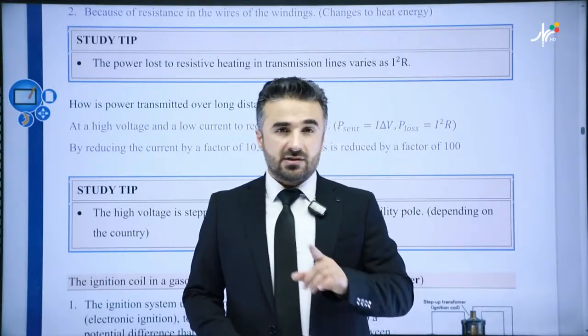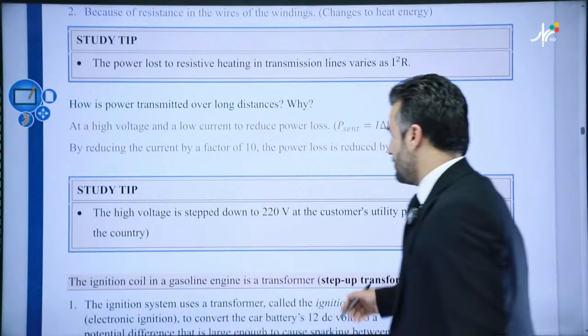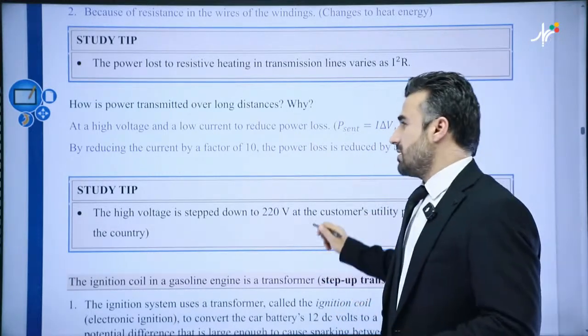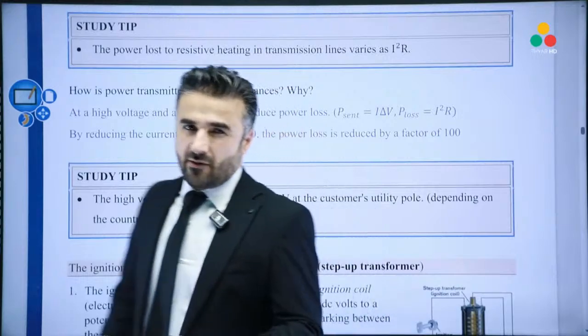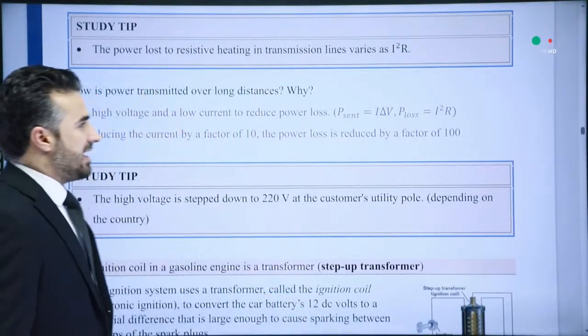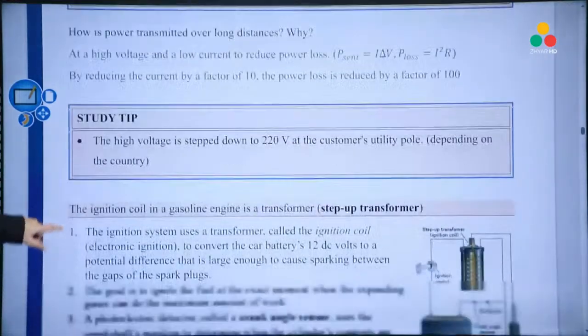Of course, it is the current, because the current is squared here. So power loss is equal to current squared times the resistance. By reducing the current by a factor of 10, the power loss is reduced by a factor of 100. So we went through all that.